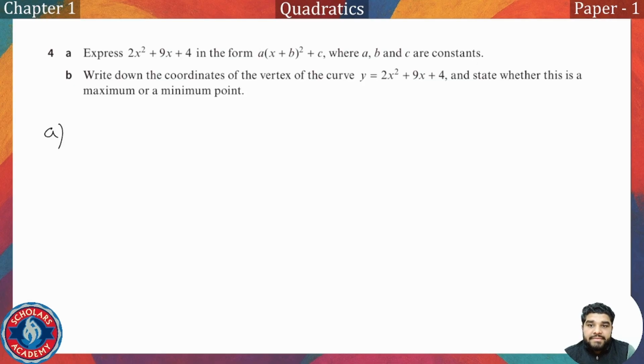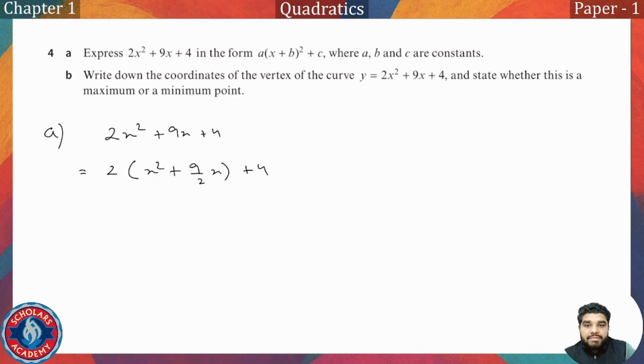A part. Express this equation in the form of a(x plus b) whole square plus c, where a, b, c are constants. Write down the coordinates of the vertex of this particular curve, and state whether it is a maximum or minimum point. Let's start. So 2x square plus 9x plus 4. We'll take 2 common. So we get x square plus 9 by 2 x plus 4.